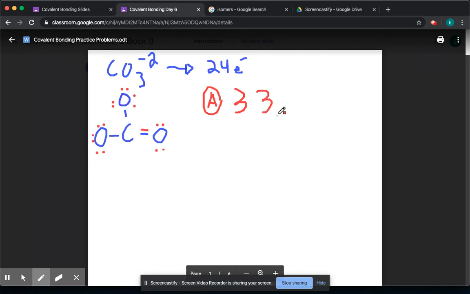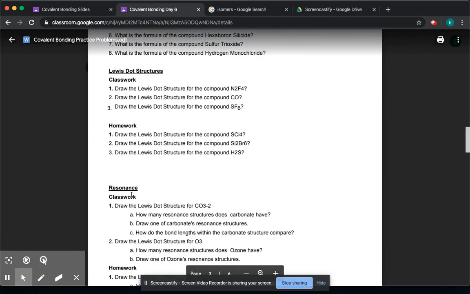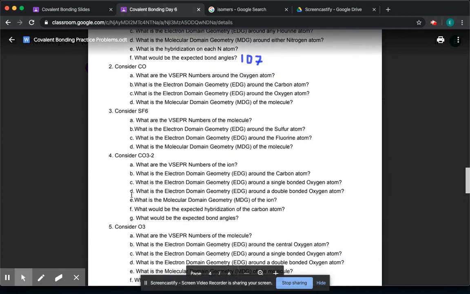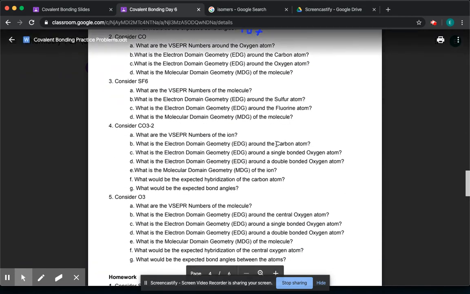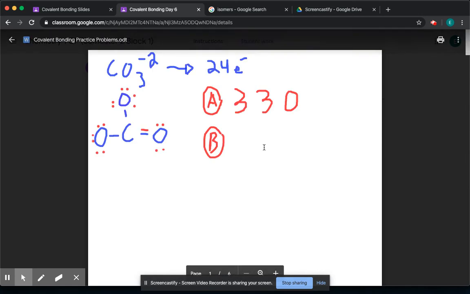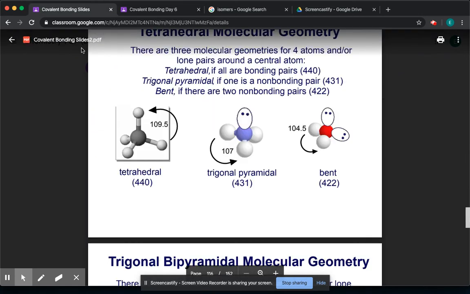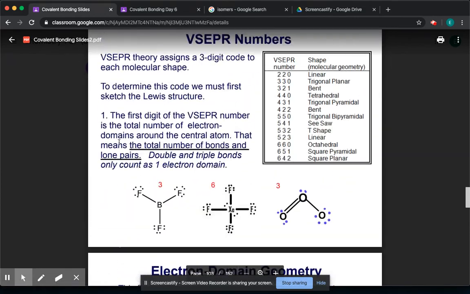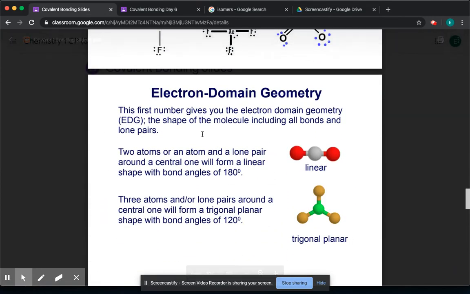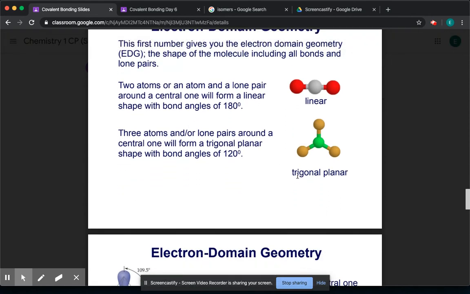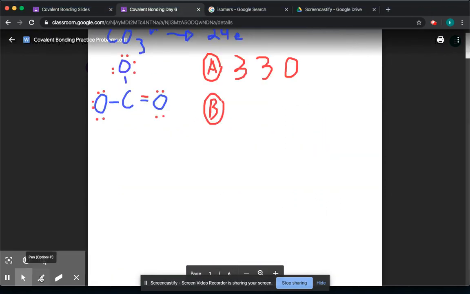Carbon does not have any lone pairs on it, so this would be 0. Okay, so A would be 3, 3, 0. B asks us to look at, I'm pretty sure it's the EDG. What is the electron domain geometry around the carbon? Go back to your slides, to the EDG section, electron domain geometry. If we have 3, we have trigonal planar. I'm going to shorthand this for the sake of time. This would be triplanar.